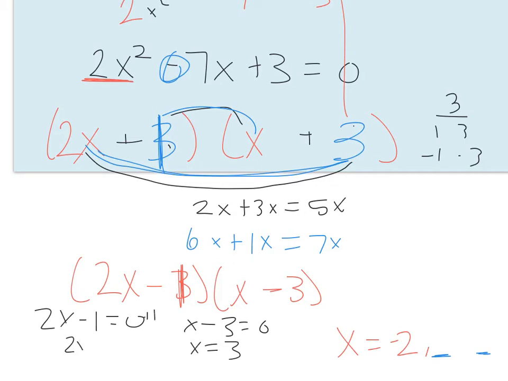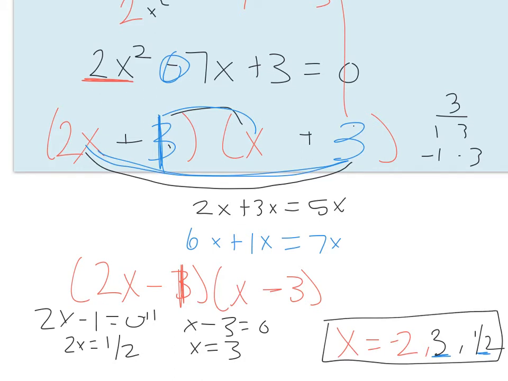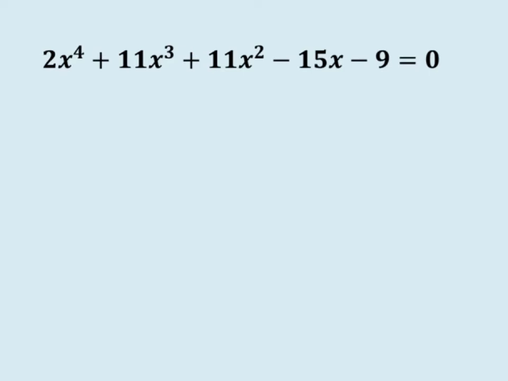So this would be 2x is equal to 1, divided by 2, would be at 3 and 1/2. And that would be my answer. So again, like I said before, it's putting it all together at this point. So this one's a little bit harder, and they are going to get a little bit harder.